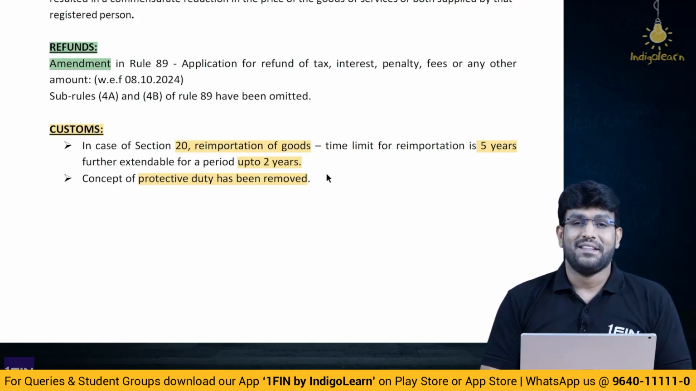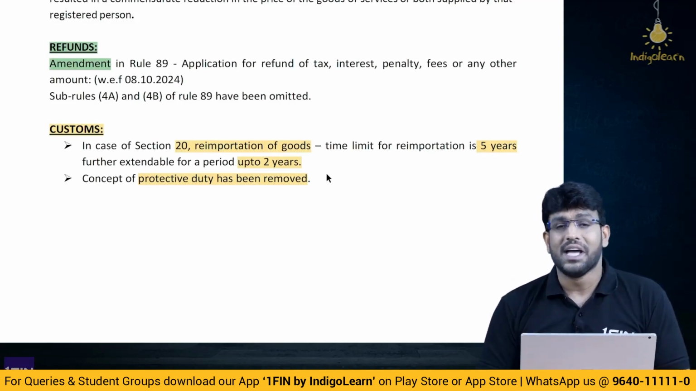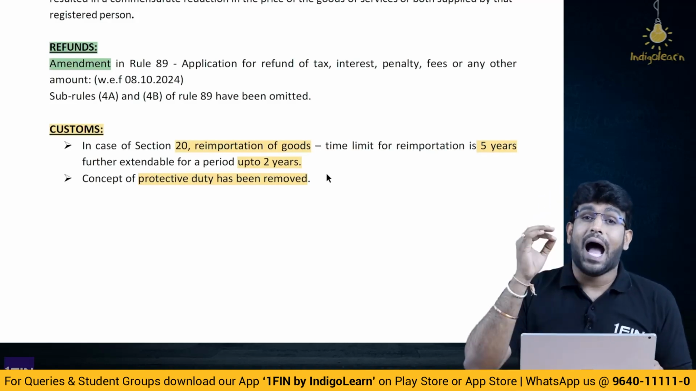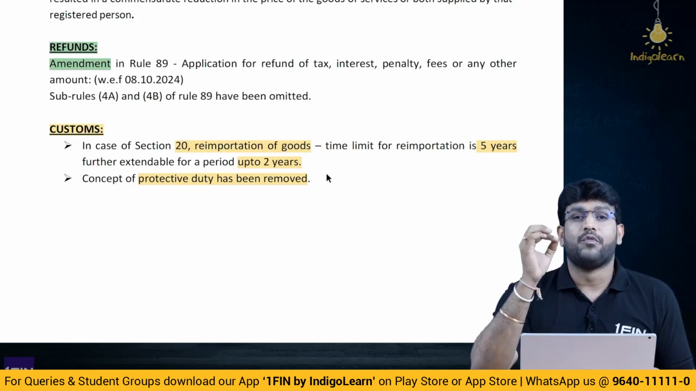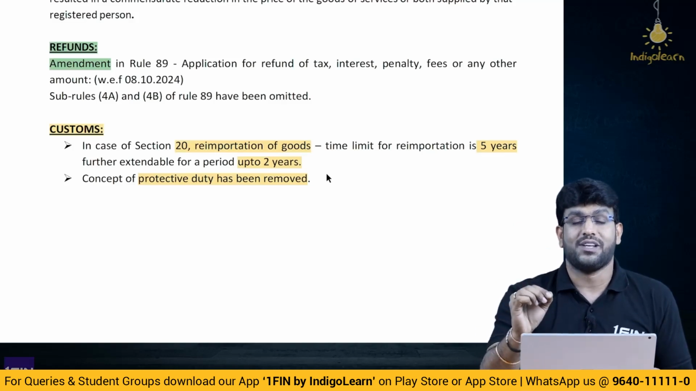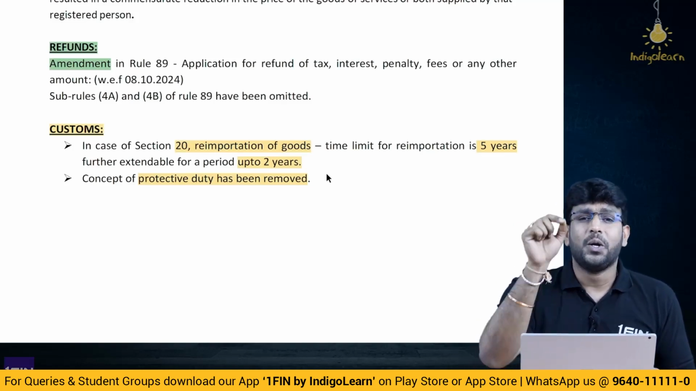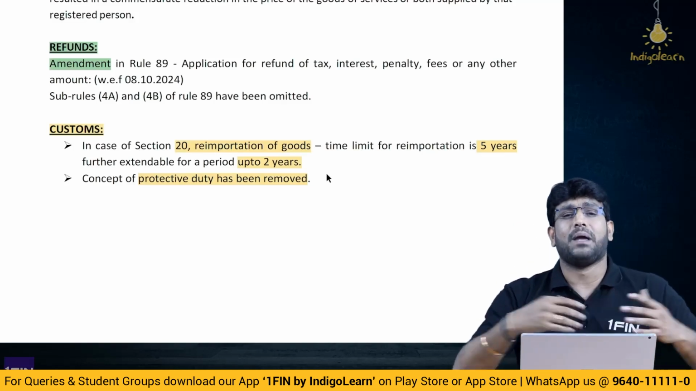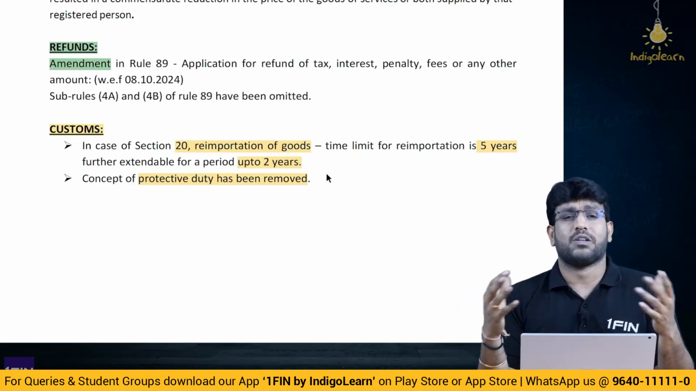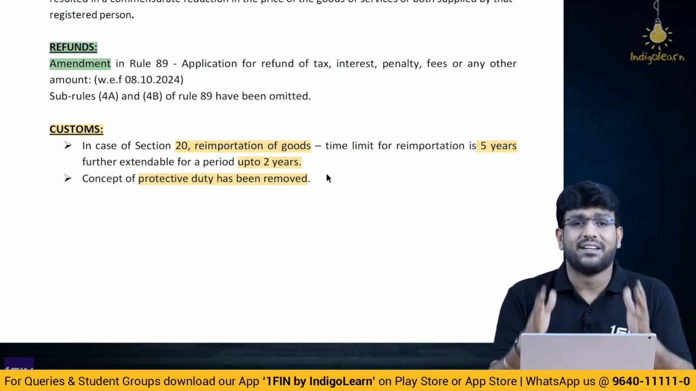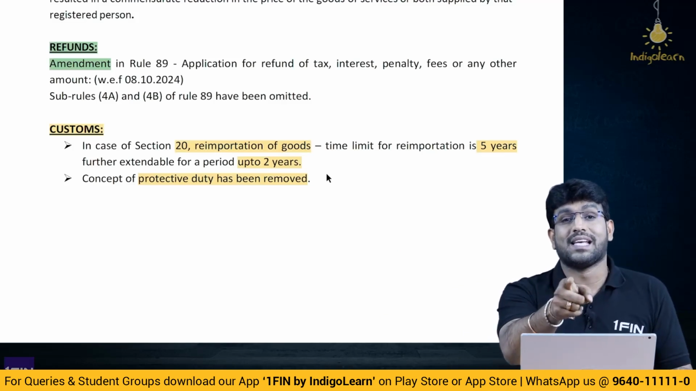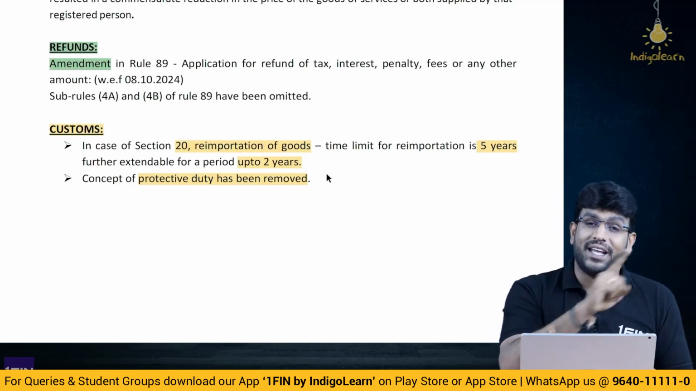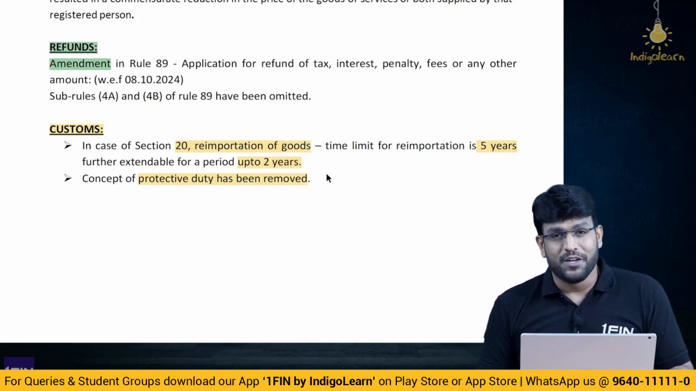That's it. That's the end of the story of amendments in customs, and that's the end of the story of amendments applicable for May 2025 examination for CA Final Indirect Tax Laws. And this is the ultimate solution. Don't waste your time on big discussions and too much elaboration. This is the content, this is the concept, and this is the solution for May 2025 exam amendments for CA Final Indirect Tax Laws.